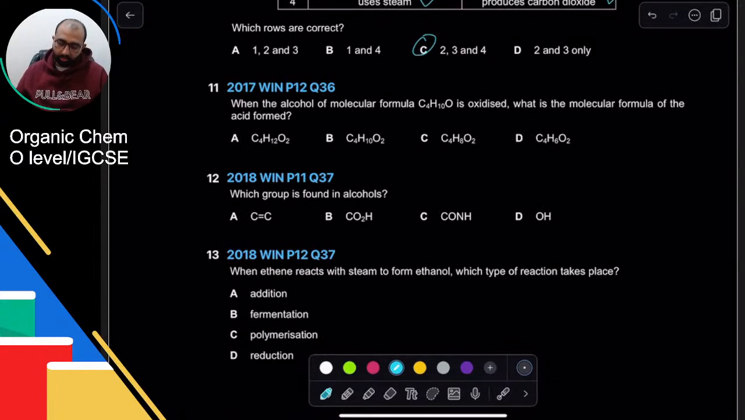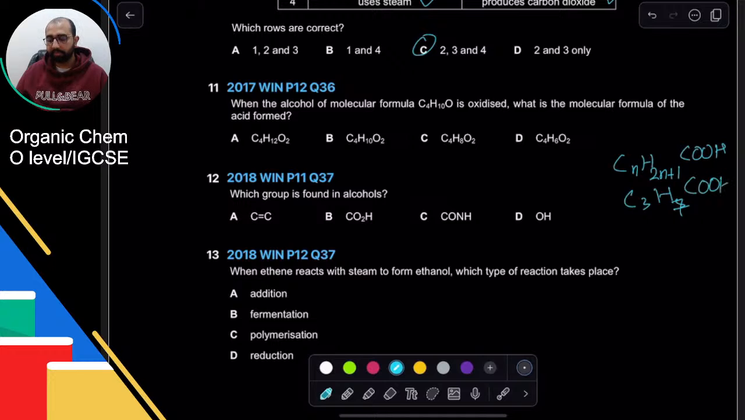When an alcohol of this formula is oxidized, so this is butanol, but I don't know whether it's butan-1-ol or butan-2-ol. They could be isomers. What is the molecular formula of the acid formed? Again, the acid will have C4. That's the thing. And what is the formula of an acid? CnH2n+1COOH. So based on this, we can see that we have 3 carbons here separately and 1 carbon joined with COOH. So which one works? C4H8O2. C. That's the answer.